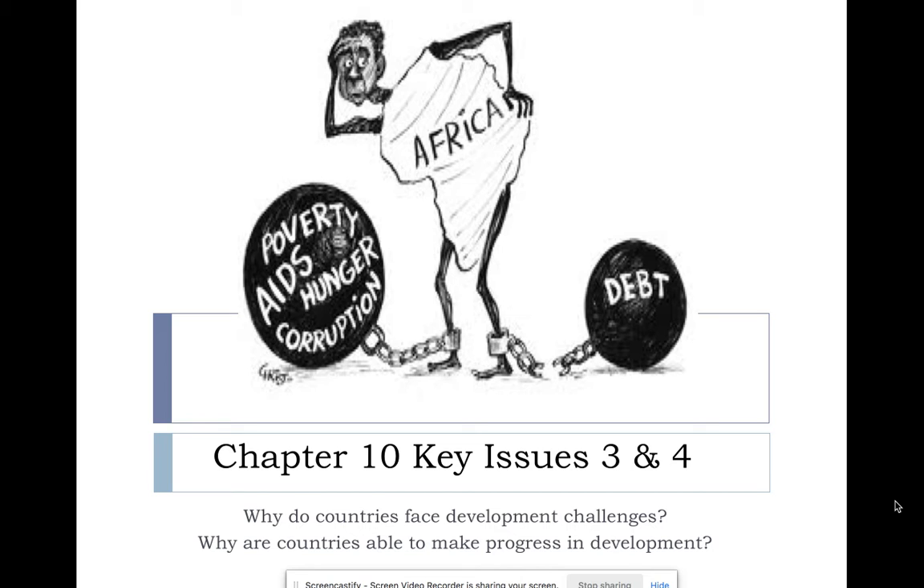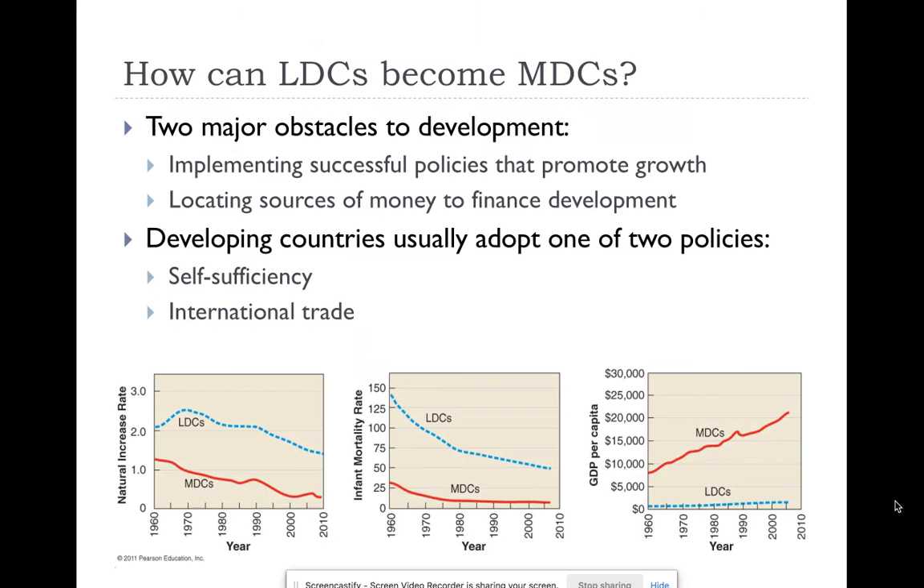Today, we're going to be talking about why do countries face development challenges, right? We already got into the idea of development itself. And the other idea that we're going to look at is why are countries able to make progress in that development? All right, so we're getting into all of the issues that go along with development, especially in those places that we're still looking at, developing nations. All right, let's go ahead and take a look.